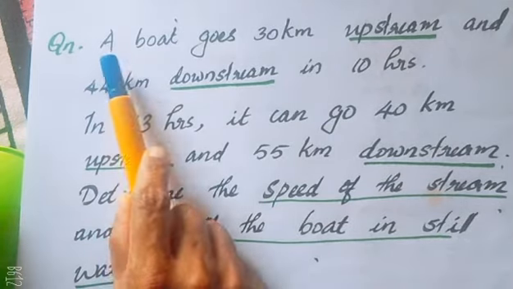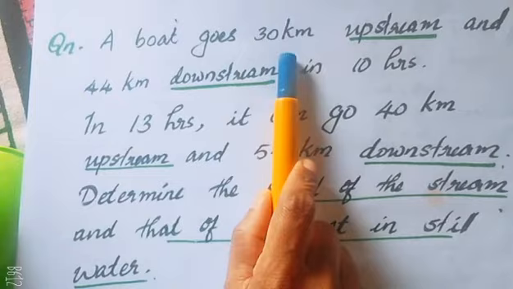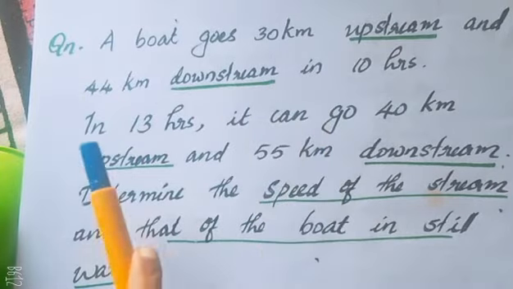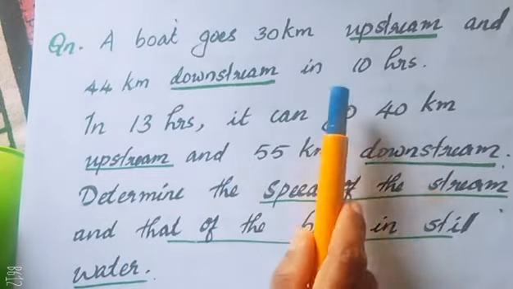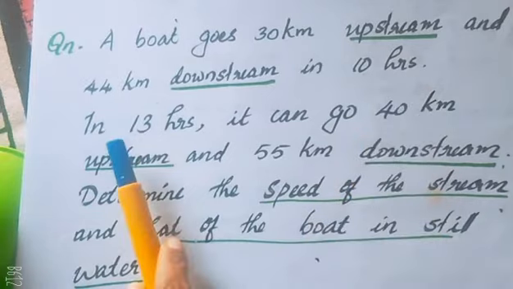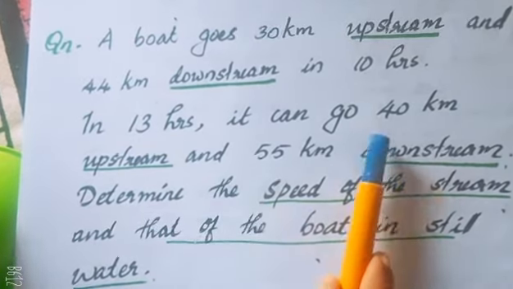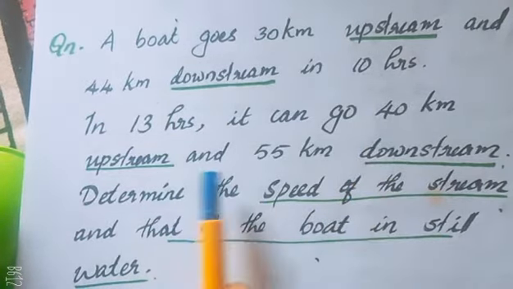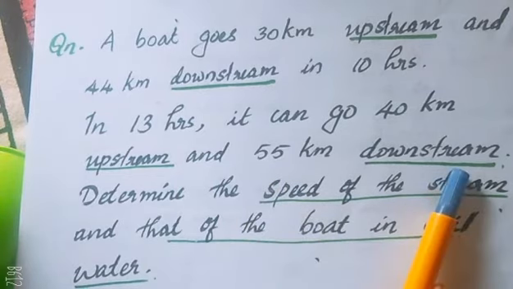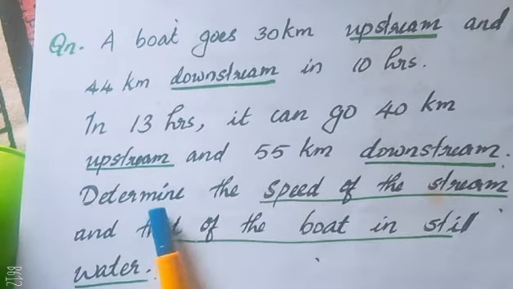This is the question. A boat goes 30 km upstream and 44 km downstream in 10 hours. In 13 hours, it can go 40 km upstream and 55 km downstream. Determine the speed of the stream and that of the boat in still water. This is the question.